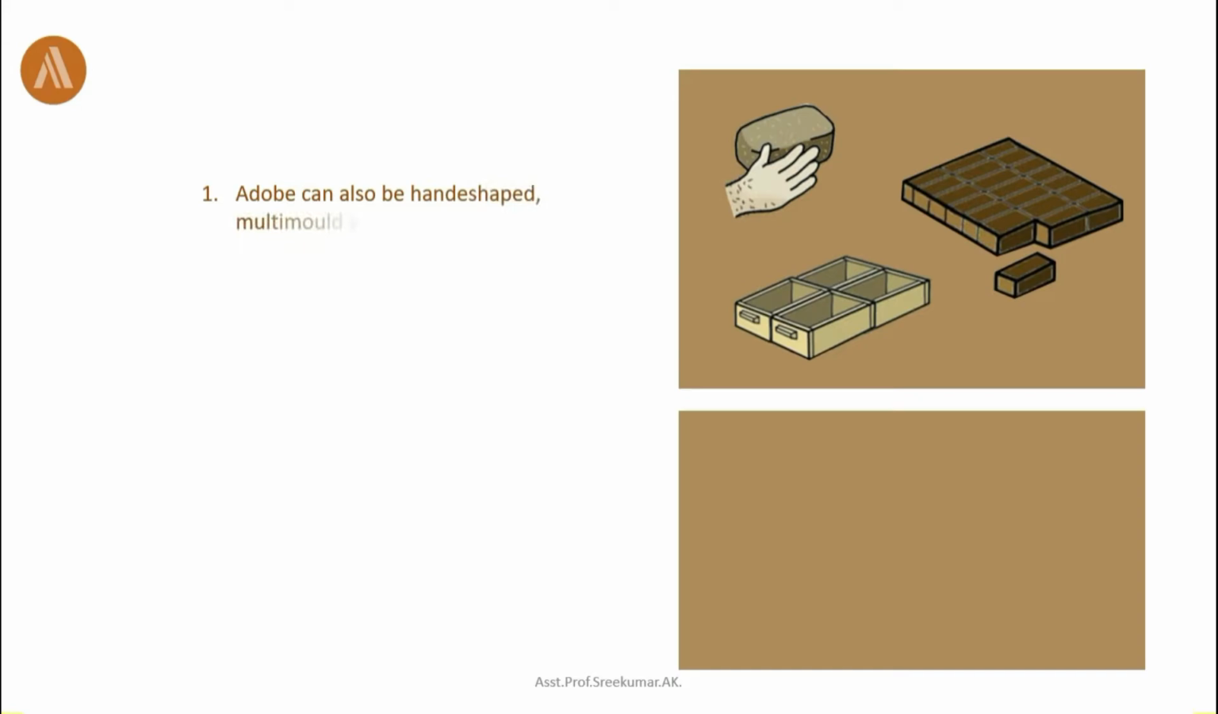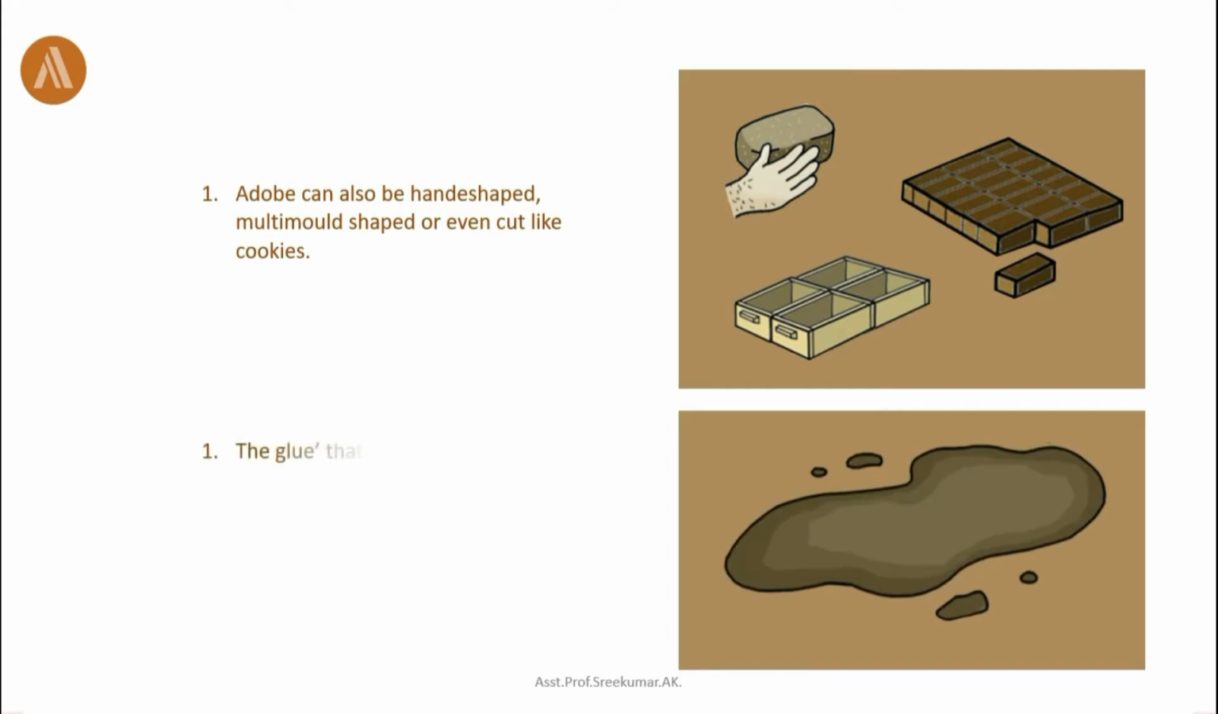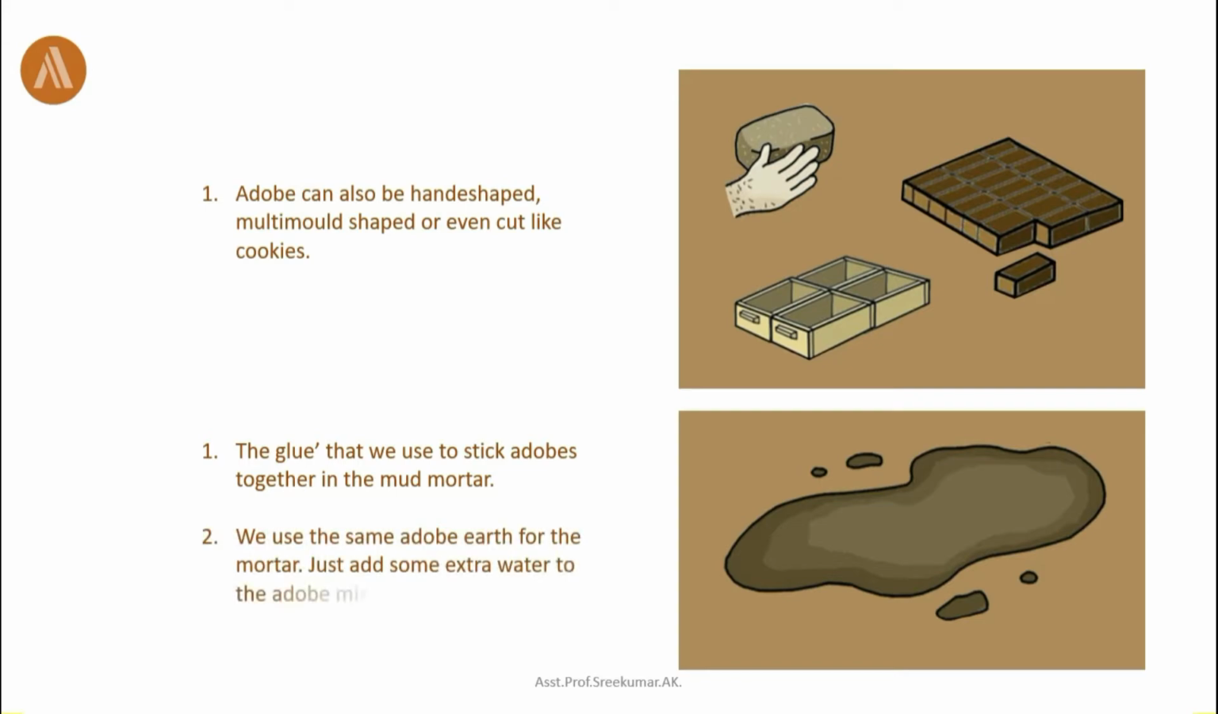Adobe can also be hand-shaped, multi-mold shaped, or even cut like cookies. The glue that we use to stick adobes together is the mud mortar. We use the same adobe earth for the mortar. Just add some extra water to the adobe mix. That's all. The mortar is applied wherever two adobe faces meet, between courses and between neighbors.